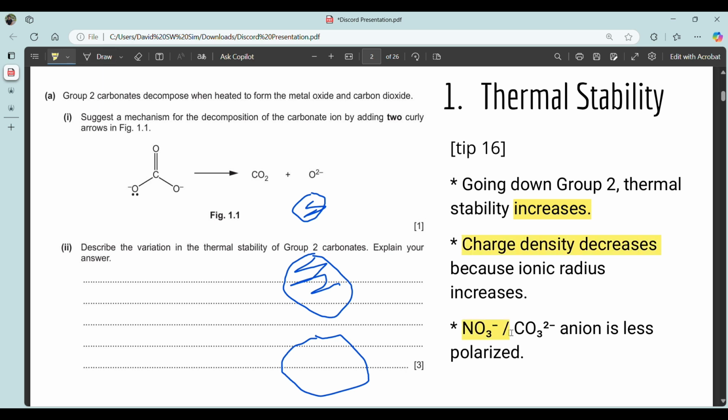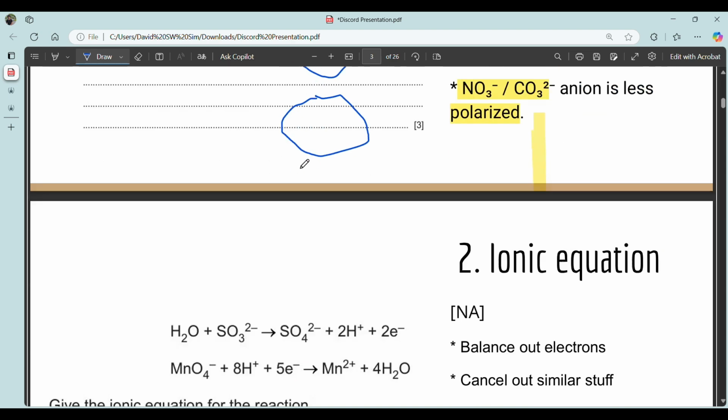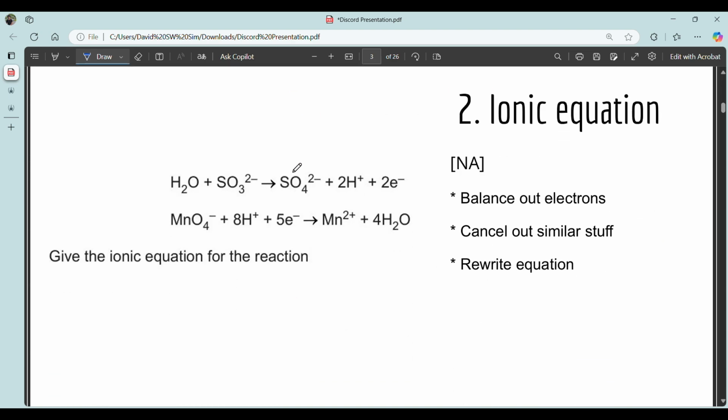Because the charge density decreases, it causes the nitrate and carbonate ions to be less polarized. When the nitrate and carbonate anions are less polarized, the C-O bond cannot be broken as easily. So the carbonate doesn't decompose as easily into carbon dioxide and oxide, making it much harder to decompose group 2 carbonates. Alright, with that out of the way, let's go to number 2, ionic equations.